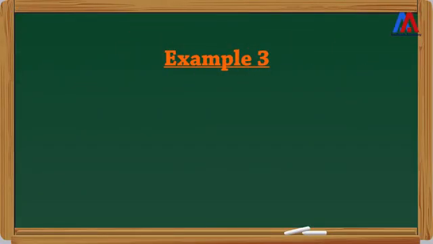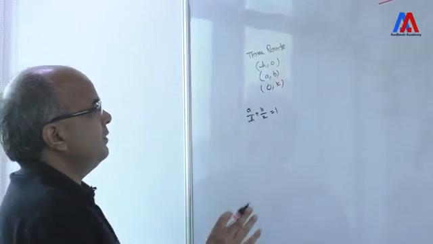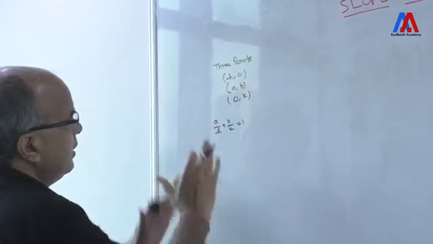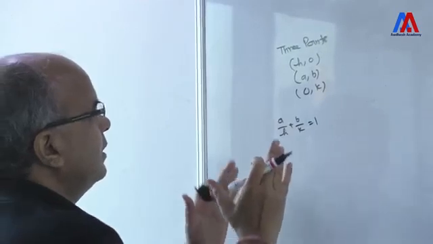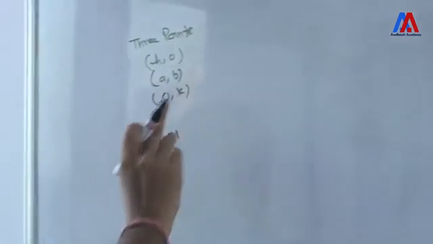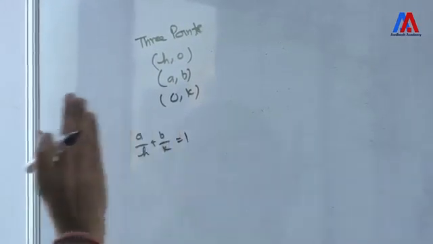The third problem is as follows. If 3 points (h, 0), (a, b) and (0, k) lie on a line, show that a upon h plus b upon k is equal to 1. So in this problem you have been given that there are 3 points (h, 0), (a, b) and (0, k). They are collinear. Collinear means their slopes will be equal. So if I take the slopes of AB and BC, they should be equal. And you have to prove that a upon h plus b upon k is equal to 1.